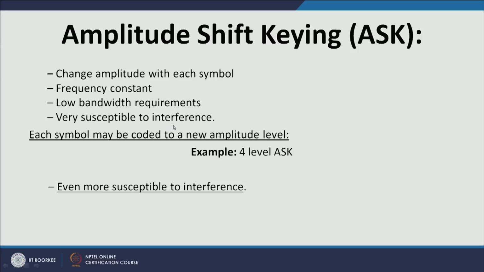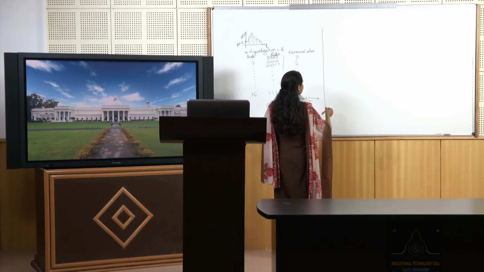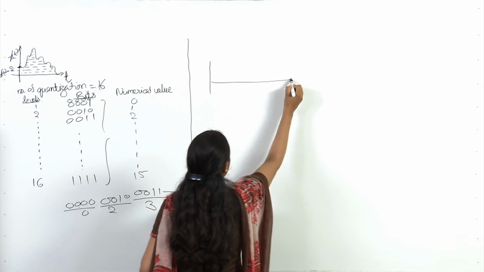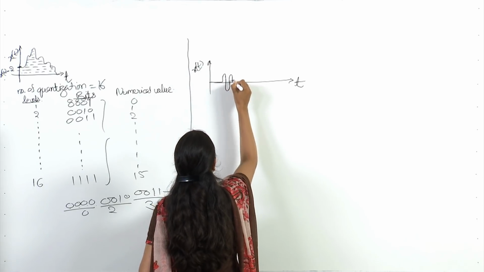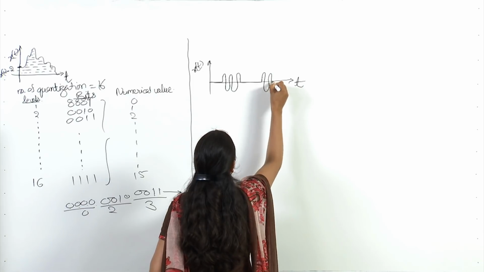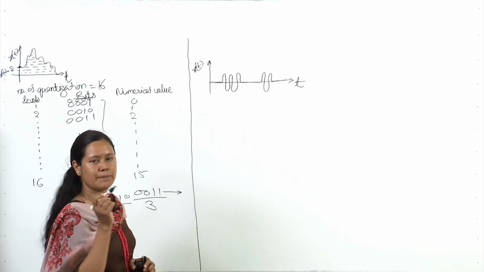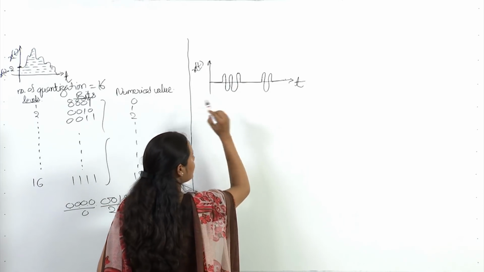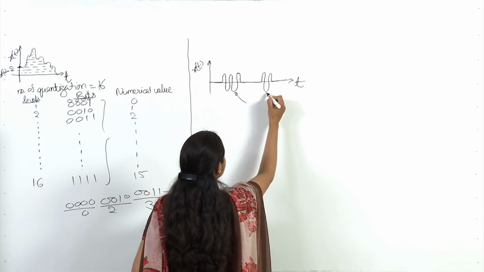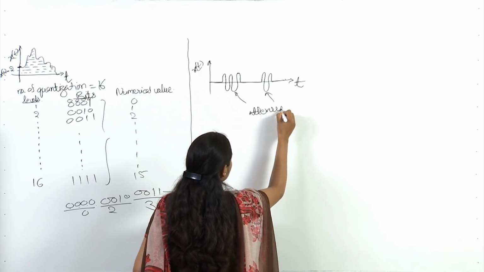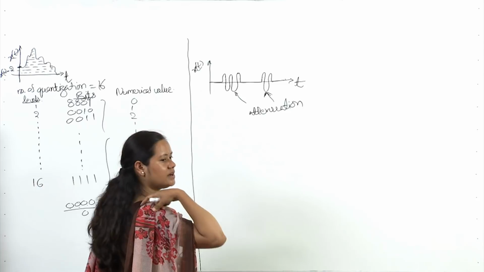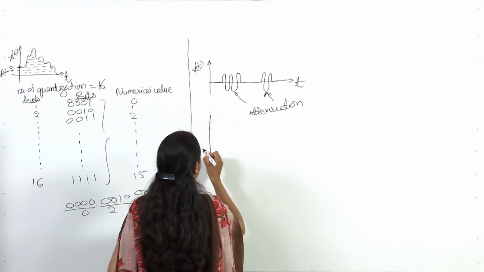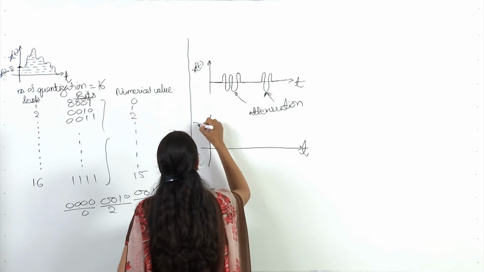Now, it is also susceptible to interference. Why is that? This is your incoming signal, and it is time and x(t). So, either you do not have a signal or you have a signal with the fixed frequency, something like this. The detection happens based on the amplitude. Suppose there is attenuation at a particular instance. Let's say at this instance suddenly it encountered attenuation because of the multipath. What will happen? It will look like this to your receiver.